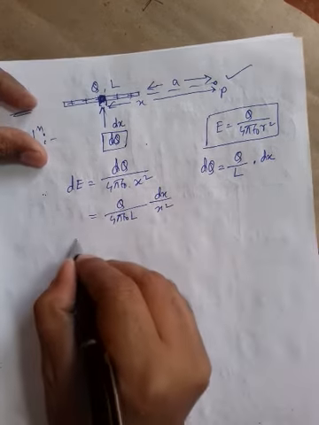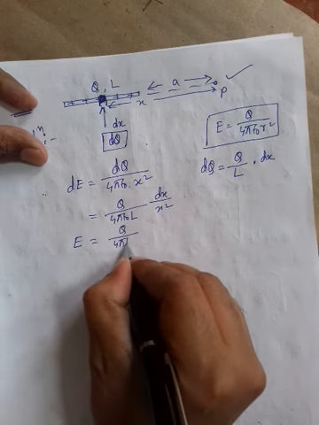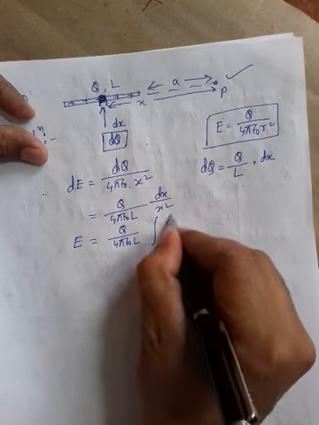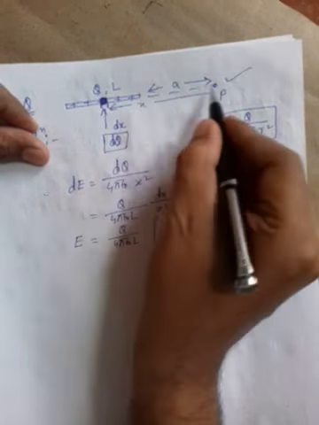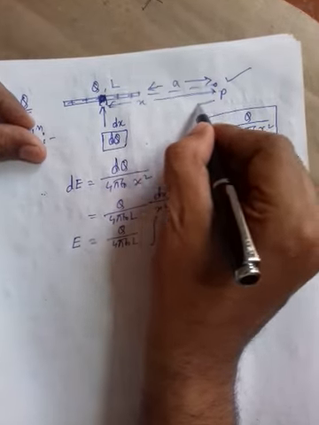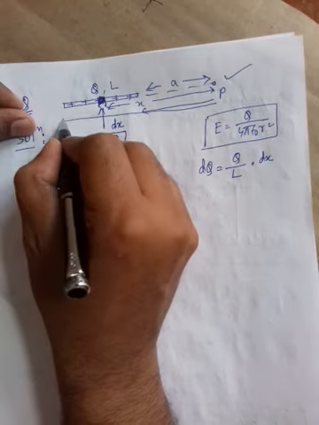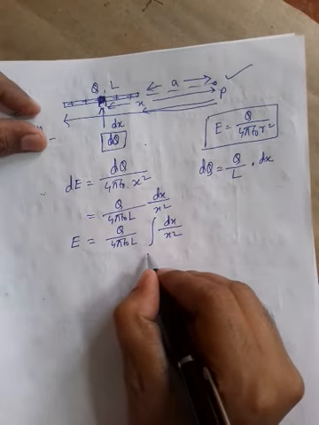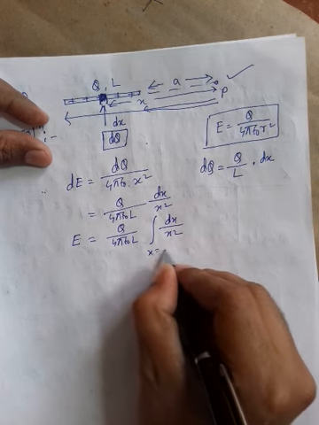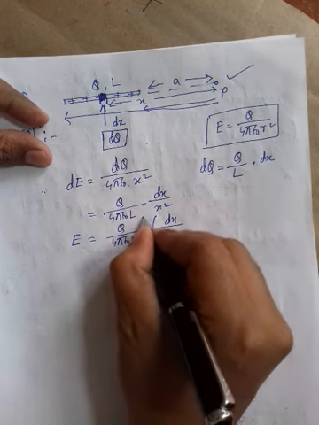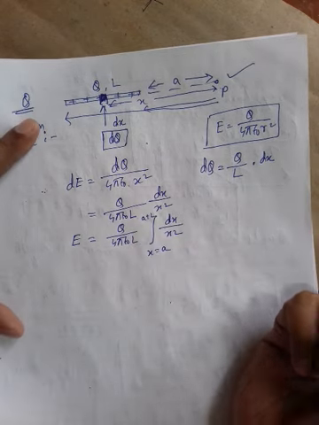So total electric field I want to measure, it is Q by 4 pi epsilon naught L, integration of dx by x square. So limit important. This x we are measuring from point P, so we can start at A at this point and we have to finish here. So limit of integration is directly or indirectly available. Yeah. So limit of integration is starting from x equal to A and finishing at A plus L.